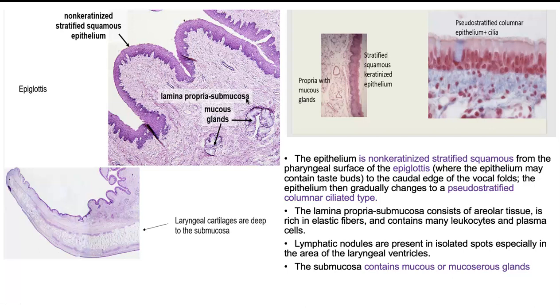Of course, when you go caudally, the epithelium gradually changes into the respiratory epithelium, which is pseudostratified columnar ciliated epithelium, and also contains mucus and serous glands, and also contains lymph nodules.